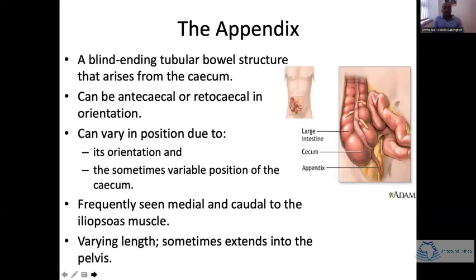And then we talked about the appendix. So what I'm going to do now is stop the sharing for a few seconds and then go back to the video, and we continue from where we were, if that's okay.